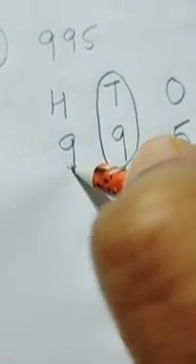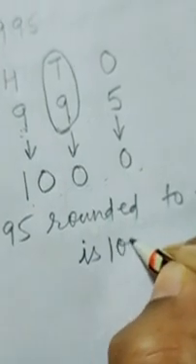Why will it change? Because you can see the tens place digit is more than 5. So the 100 place digit will be written next, and 9's next is 10. So it will become 1000. 995 rounded to the nearest 100 is 1000. So we will write here 995 rounded to the nearest 100 is 1000. Yes friends, see one more sum relating to this.